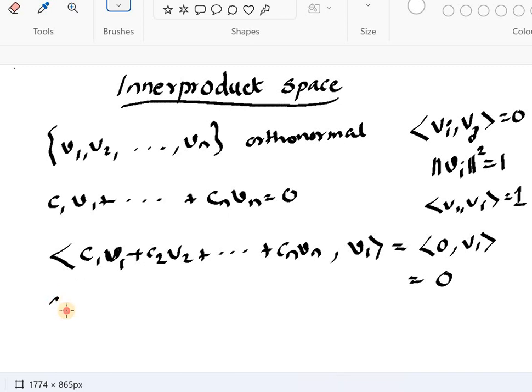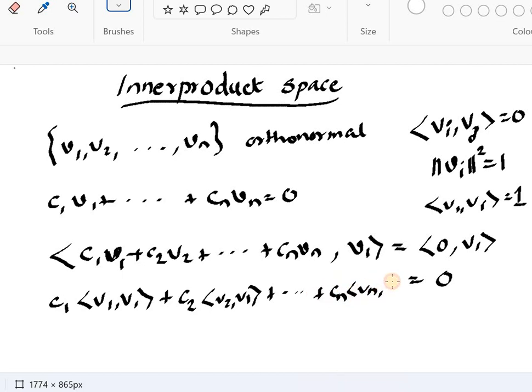Now the left side can be written as c1 into inner product of v1 v1 plus c2 into inner product of v2 v1 plus etc. plus cn into inner product of vn v1. Now you know that since the collection is an orthonormal collection, these different elements will have their inner product equal to 0. So all these inner products will be 0. So all the terms after the first term will vanish, whereas the first term gives you c1 into inner product v1 v1, but inner product v1 v1 is equal to 1 because the length of that vector is equal to 1. So what you get is c1 equal to 0.